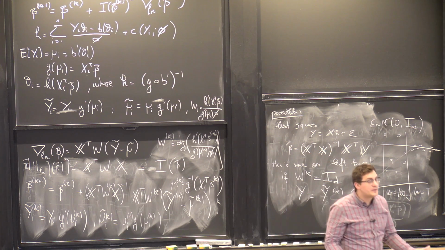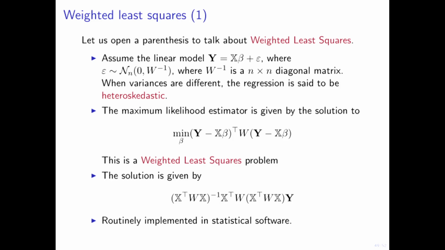And the way you do it is by using weighted least squares. Okay, so we're going to open in parentheses on weighted least squares. It's not a fundamental statistical question, but it's useful for us because this is exactly what's going to spit out something that looks like this with this matrix W in there.